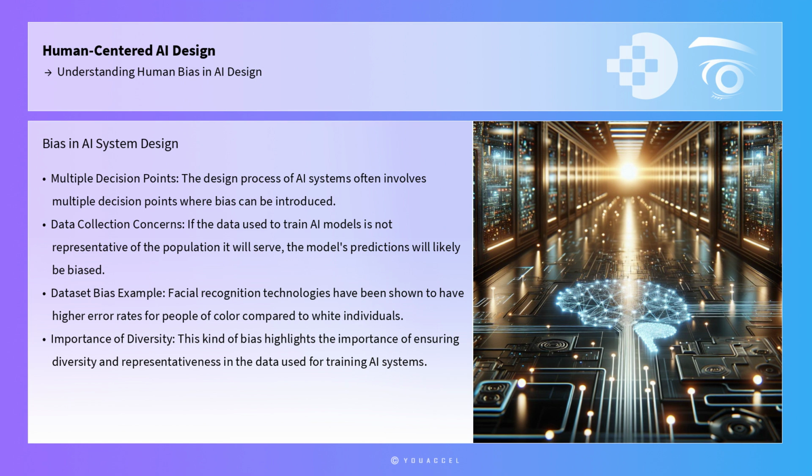The design process of AI systems often involves multiple decision points where bias can be introduced. Data collection is one such point. If the data used to train AI models is not representative of the population it will serve, the model's predictions will likely be biased. For example, facial recognition technologies have been shown to have higher error rates for people of color compared to white individuals. This discrepancy is largely due to the overrepresentation of white faces in the training datasets. This kind of bias, known as dataset bias, highlights the importance of ensuring diversity and representativeness in the data used for training AI systems.